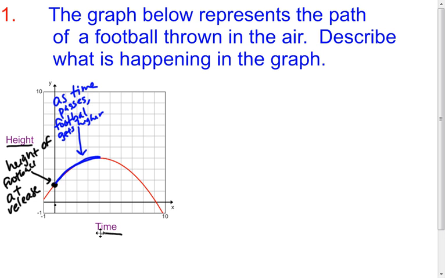Then in this green section, what happens is now the football is starting to come down. The height of the football is decreasing in this section right here. So in that section, as time passes, football gets lower.